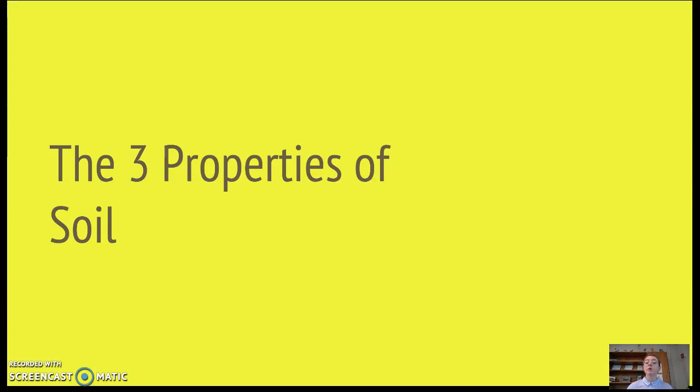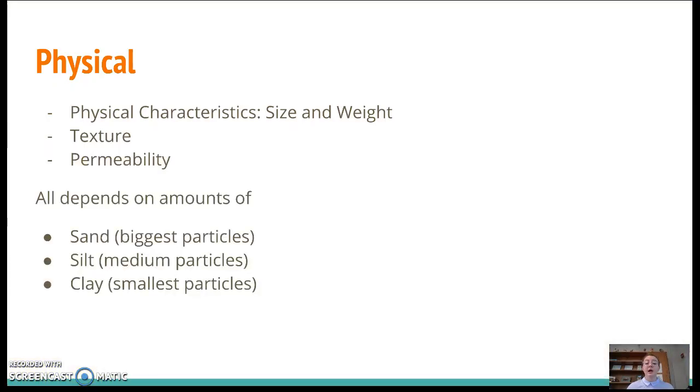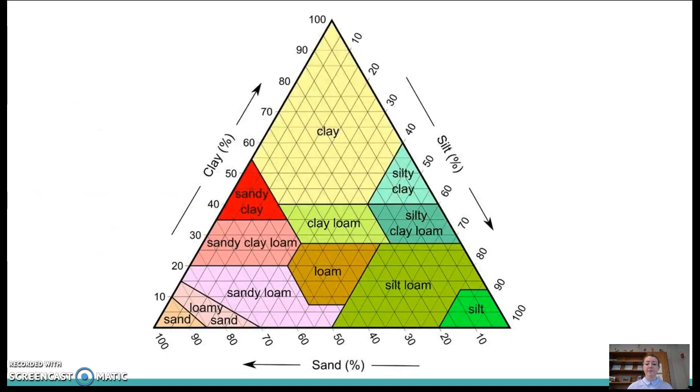All soil is going to have three properties. It's going to have physical characteristics, texture, and permeability. These physical properties are like the size and weight, its texture, its permeability. And all of this depends on the amount of sand, silt, and clay within the soil. All soil has sand, silt, and clay in it.